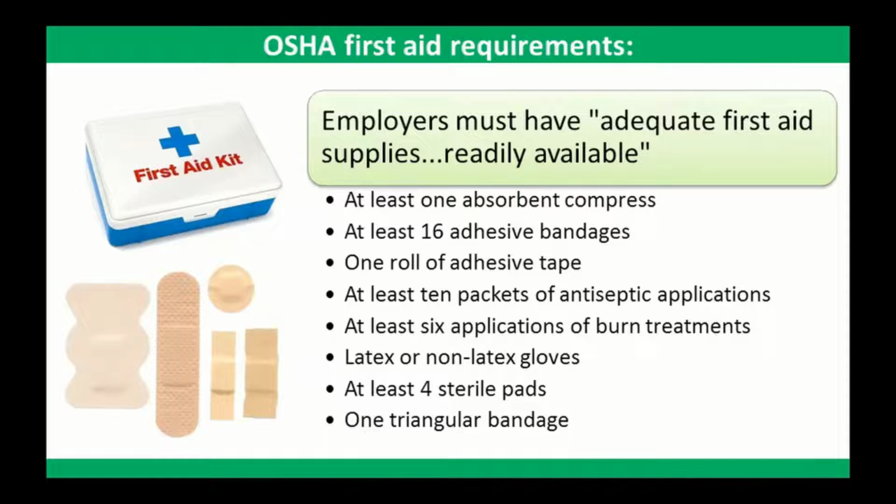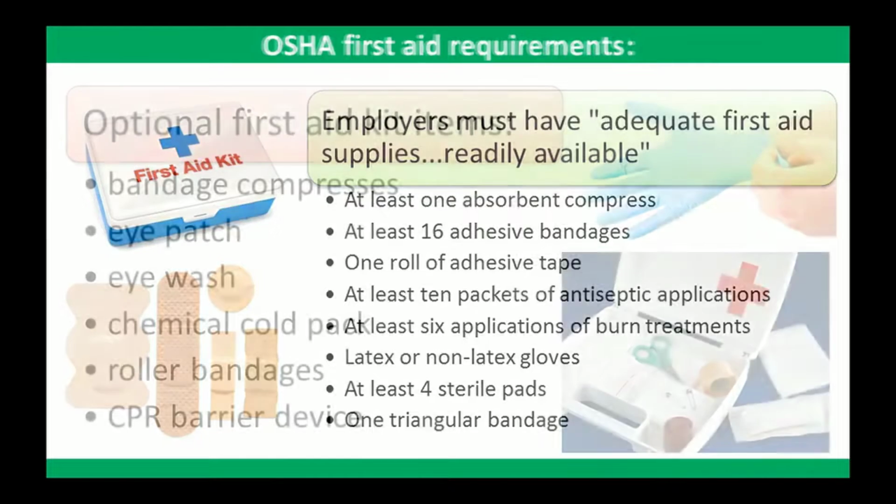A basic workplace first aid kit should include at least one absorbent compress, 32 square inches with no size smaller than 4 inches, at least 16 adhesive bandages, 1 inch by 3 inches, 1 roll of adhesive tape, 5 yards total, at least 10 packets of antiseptic applications, 0.14 fluid ounces, at least 6 applications of burn treatments, 0.14 fluid ounces, 2 or more pairs of medical exam gloves, latex or non-latex, at least 4 sterile pads, 3 inches by 3 inches, 1 triangular bandage, 40 inches by 40 inches by 56 inches.